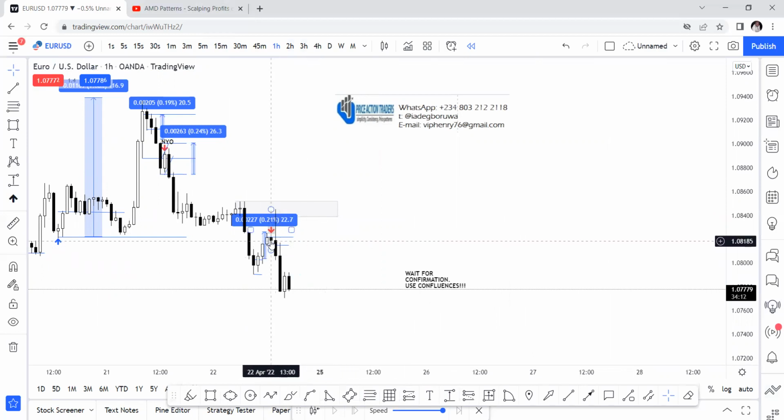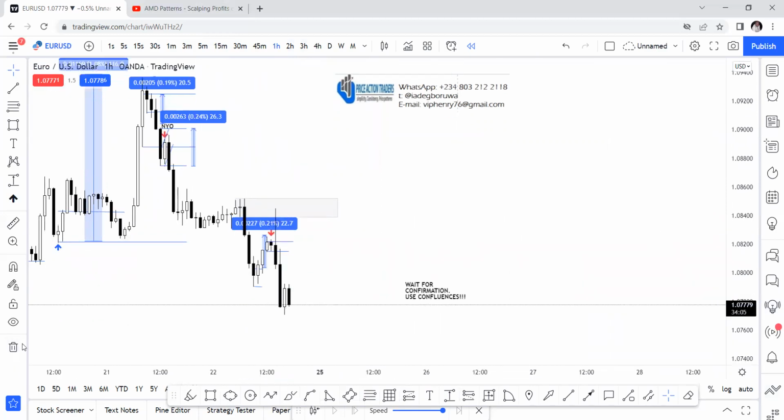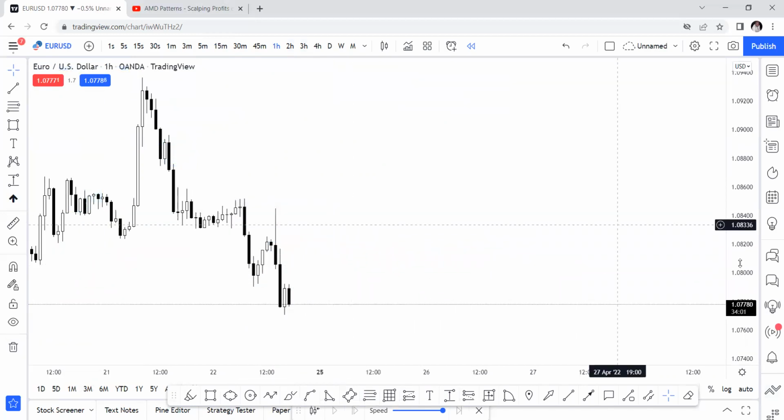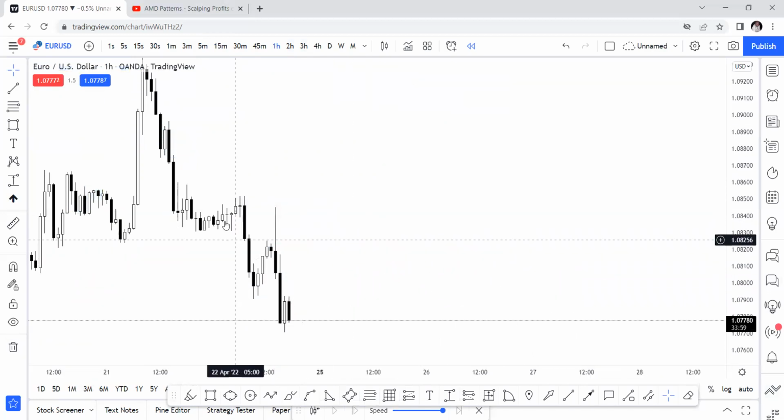So this is the 13 I was telling you. See the 13 here. This is 13. See it? You see the narrow range bar here. Very small, very small range.